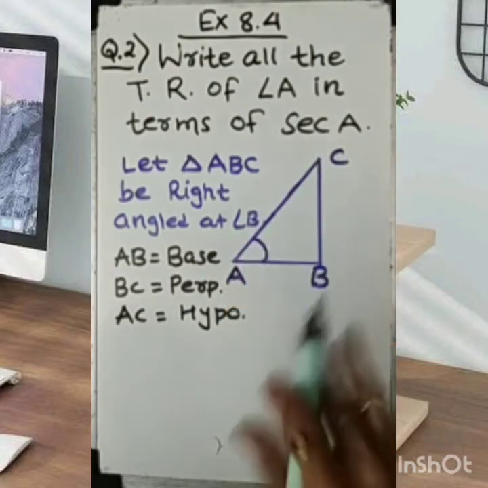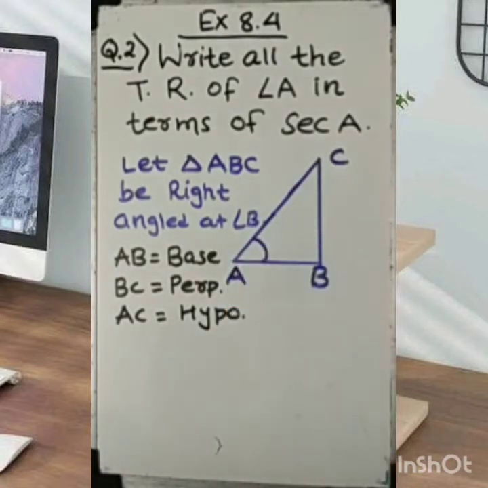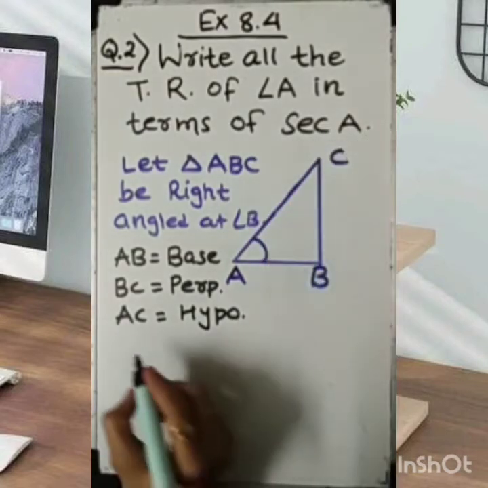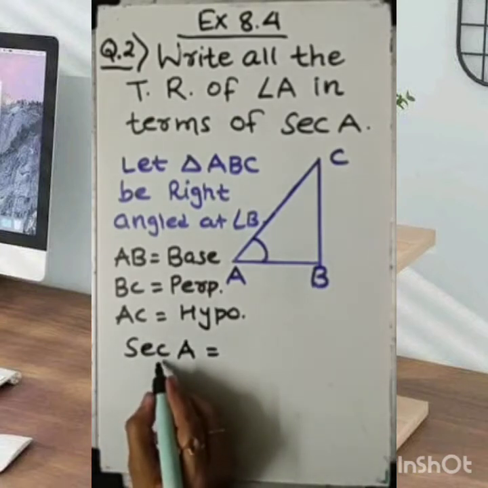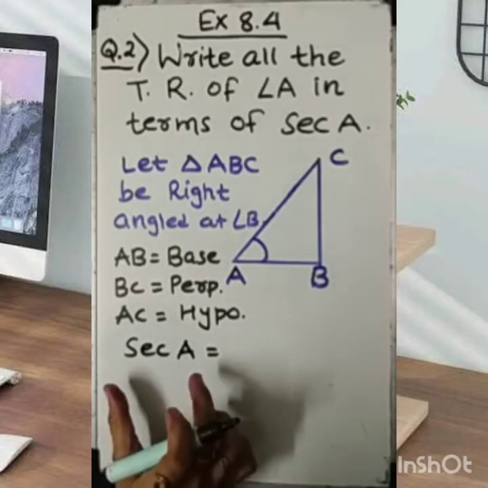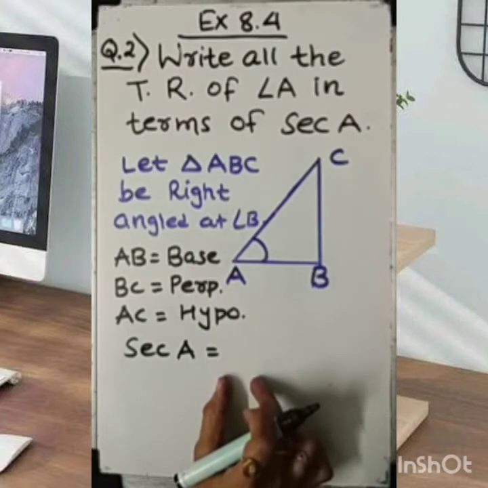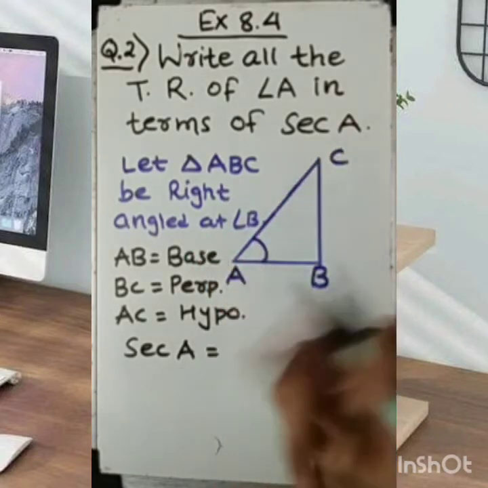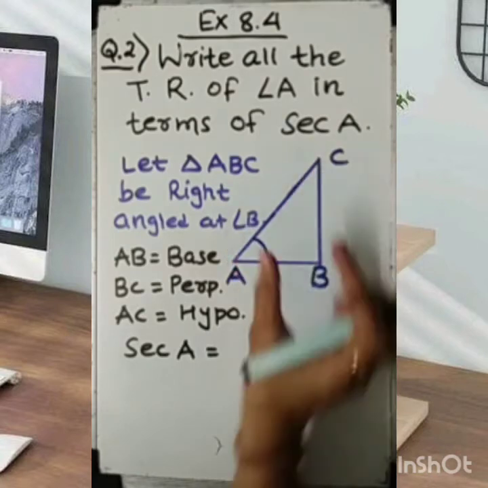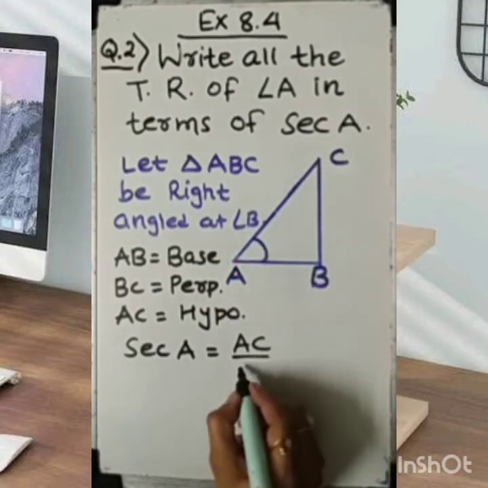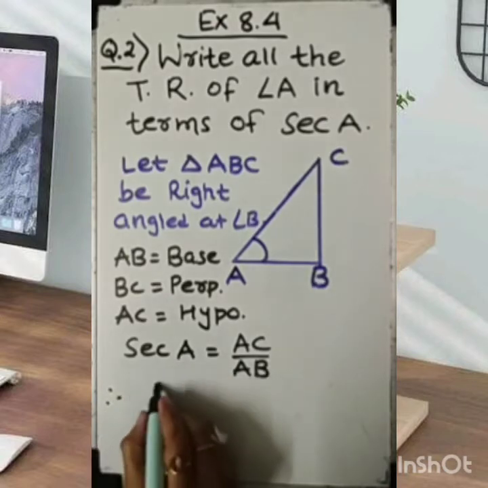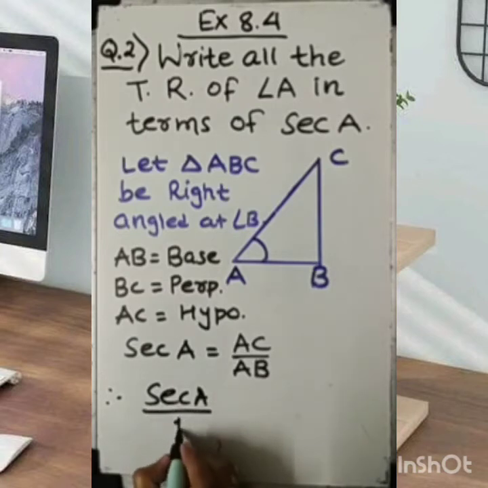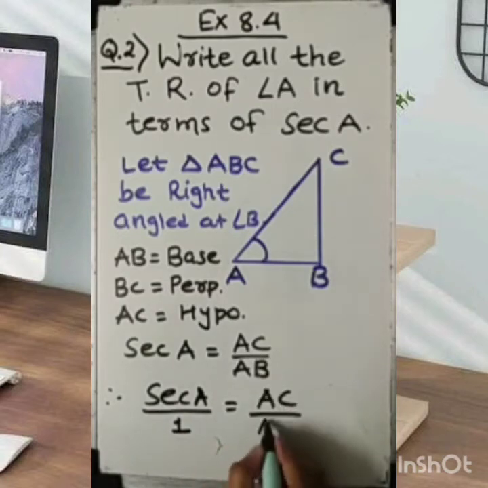First of all, we need to find all the other trigonometric ratios in terms of sec A. So first let's start with sec A. Dear student, as we know, sec is the inverse of cos, and we know that cos theta equal to AB upon AC. So sec theta will be AC upon AB, that is hypotenuse upon base. Clear to you? So in place of sec A, can I write sec A upon 1, that is equal to AC upon AB.